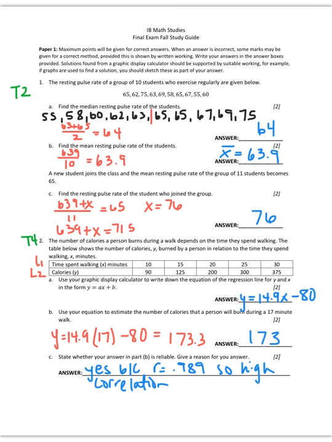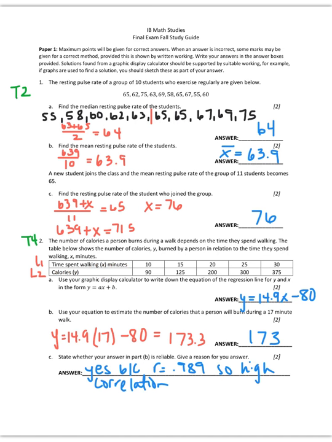Number 2 is a topic 4 question, which was your 2 variable statistics. This was lines of best fit. So they give us some data. We know this is 2 variables because it's giving us 2 different things we're comparing: time walking x and calories y. So those are 2 different things. So this is going to be 2 variable statistics.